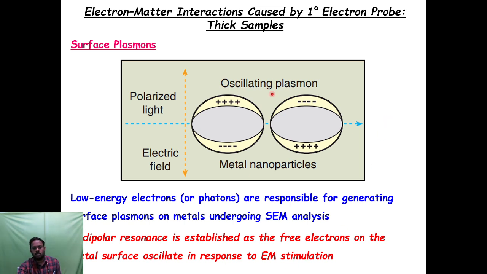This phenomenon is well understood when we study silver or gold nanoparticles. They show the typical surface plasmon resonance absorption bands in the visible region when we record the UV visible absorption spectra for silver and gold nanoparticles. Those peaks are due to these surface plasmon resonance absorption characteristics.